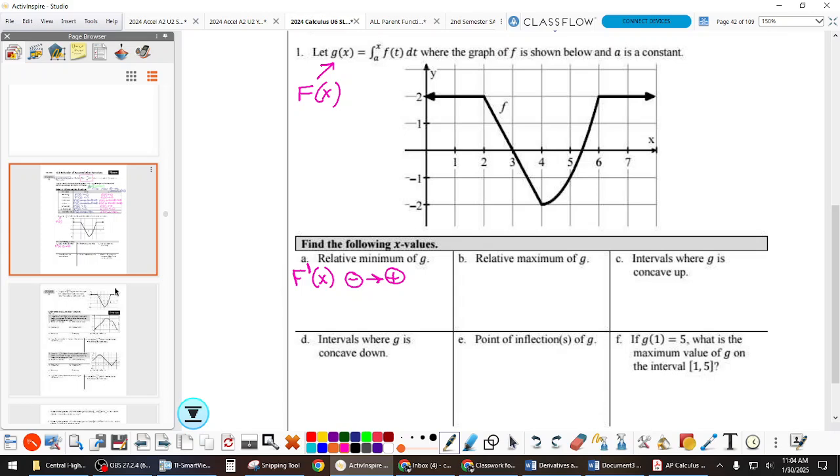Okay. I guess I should have pointed out this is the graph of f. And so we're looking for f prime, which is what? I should have written that next, actually. So f prime is little f. And we want that to go from negative to positive. So, where do we have a relative minimum? At 4.